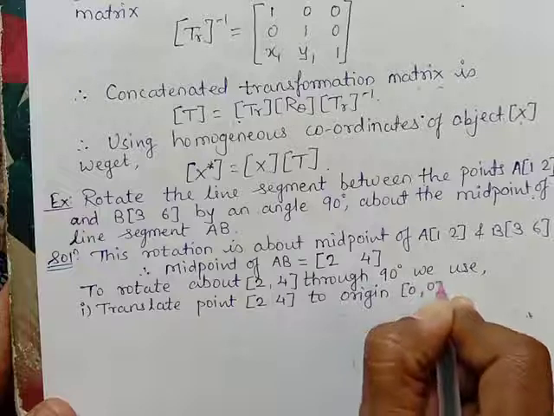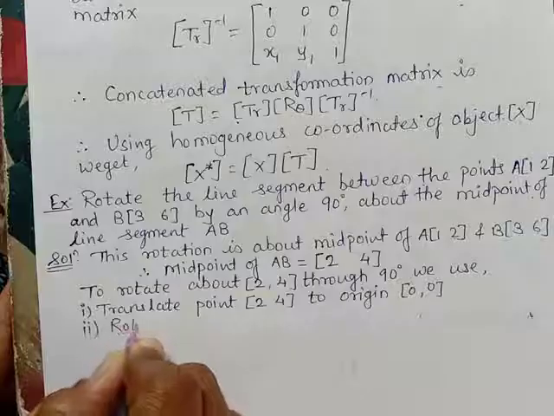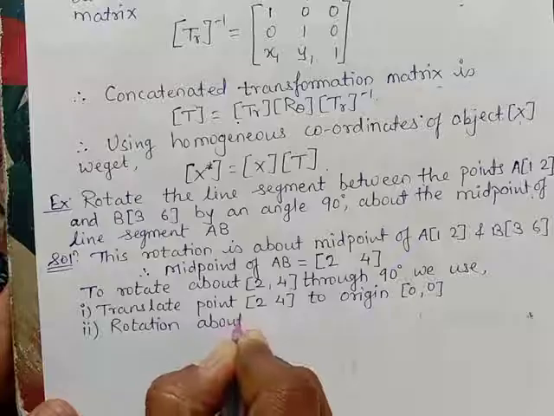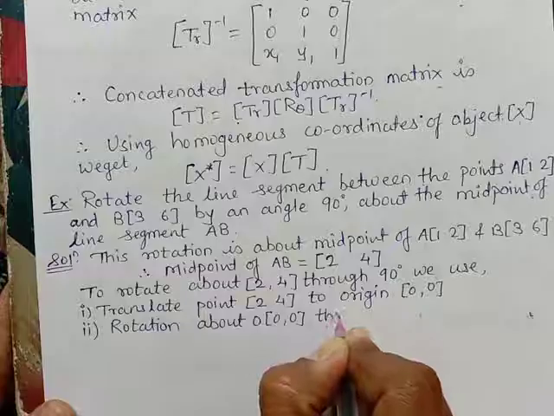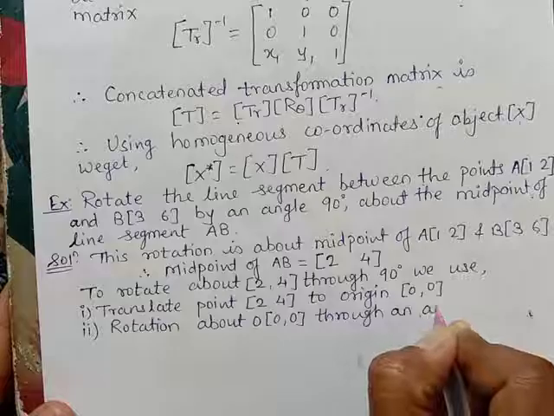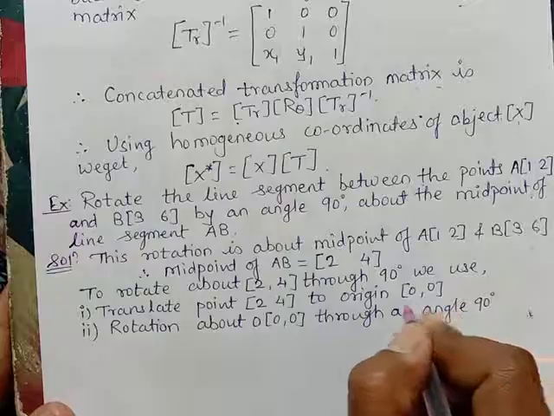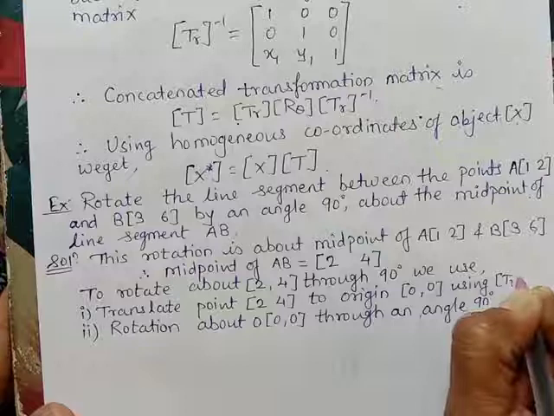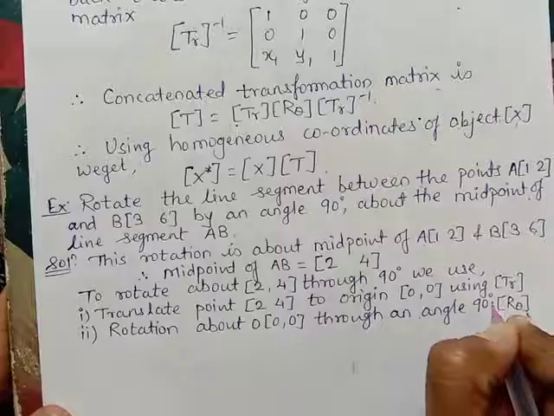That is 0, 0. Okay. Second, rotation about the origin through an angle of 90 degrees. This translation using TR, this rotation using R theta, right?